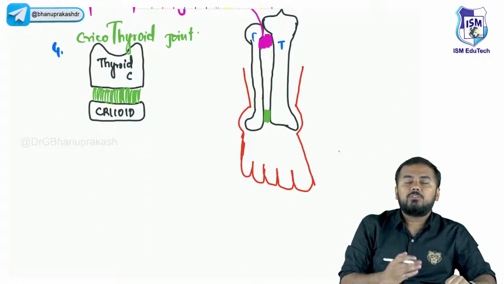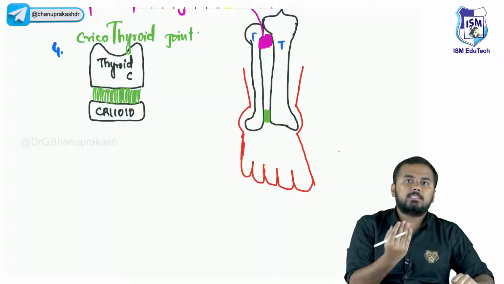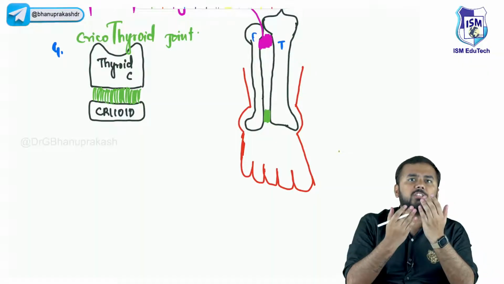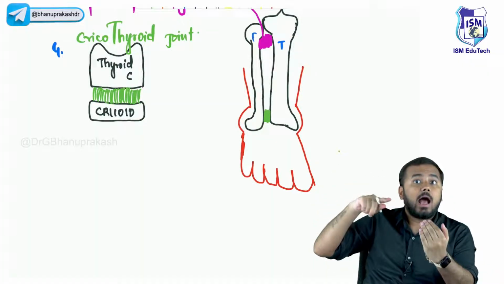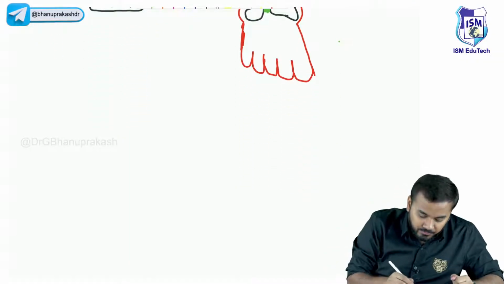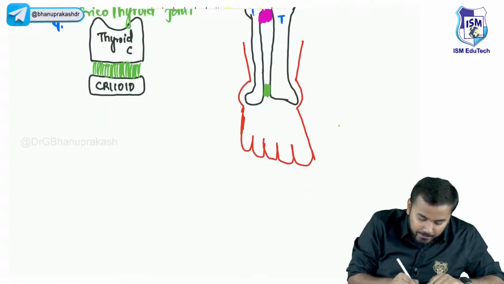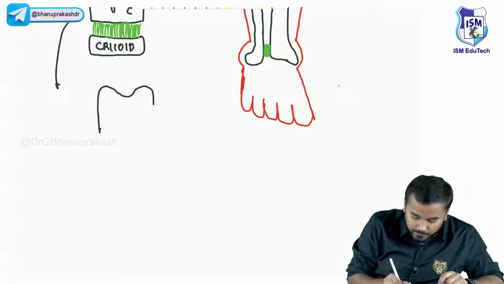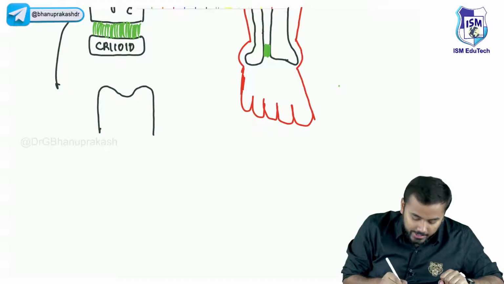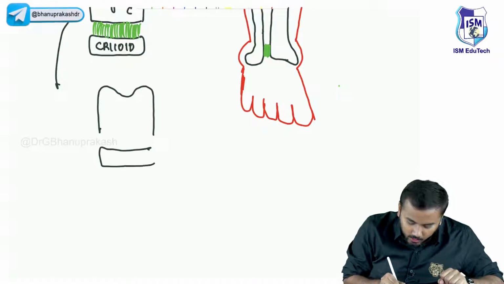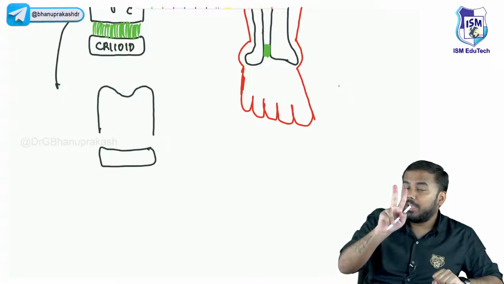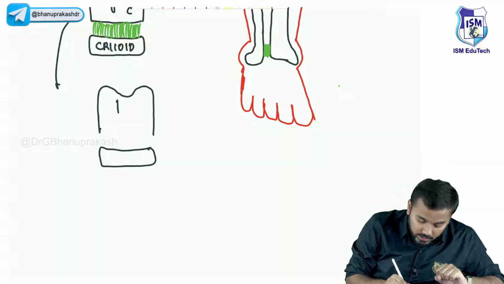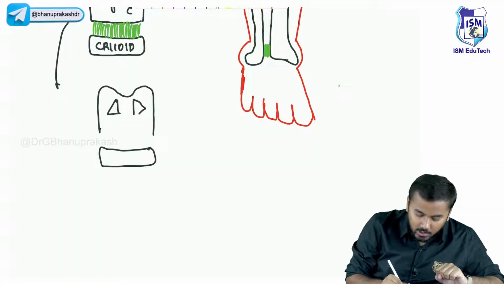So this is a picture which you're seeing from the front. The same picture, if you're looking from the back side, how does it look? All of you look here. If I turn the same picture to the back side, this is how it looks. This is your thyroid, right? And this is your cricoid, and on the back side you have two extra cartilages. What are those two extra cartilages?